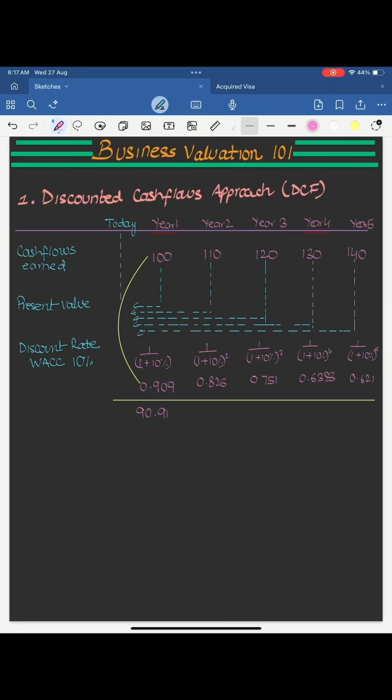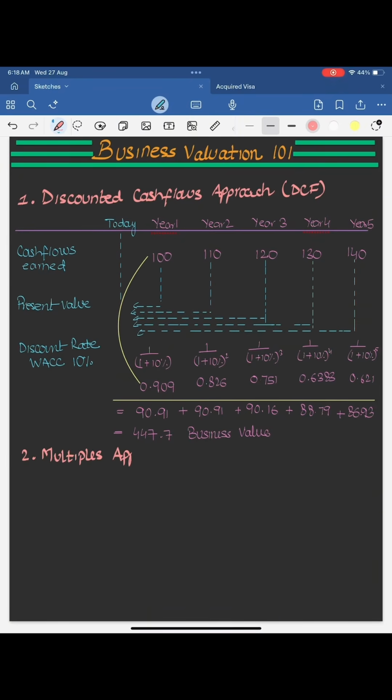What you do is then you multiply the cash flows with each of the discount factors to arrive at a present value for each of the year's cash flows. So these are the each 5 years of cash flow. What you then do is you add them all up. You add them all up and you arrive at a net present value of all the future cash flows, which is 447.7, which is the business valuation using discounted cash flow.